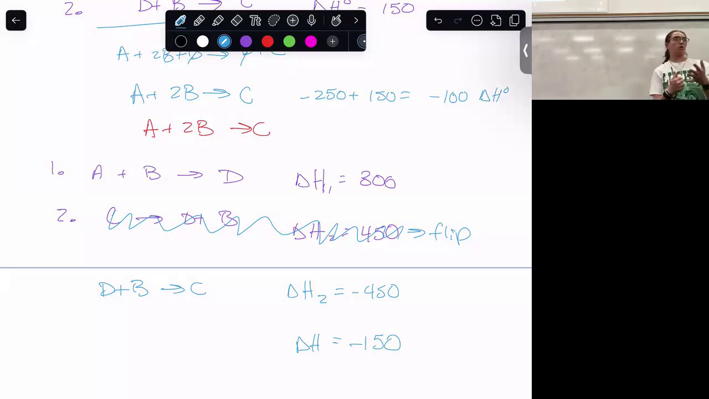What happens if I have to multiply my whole equation by 2? Well, you multiply your delta H by 2 as well. So if you're tripling things, you have to multiply your delta H by 3. If you're dividing, you have to divide. It's the same operation that you're doing to your equation that you're doing to your delta H.